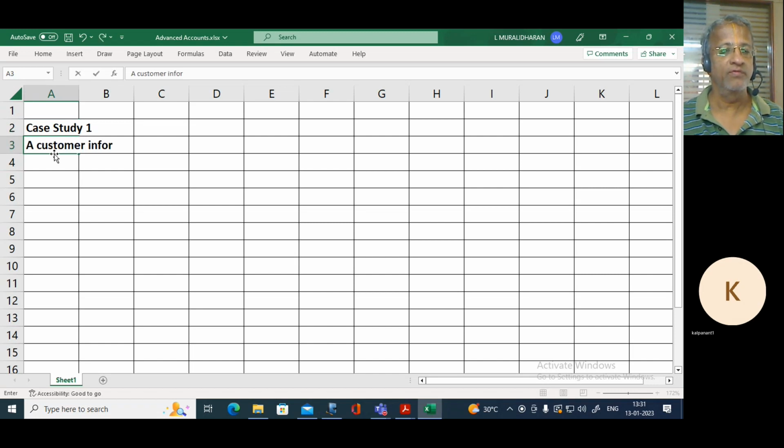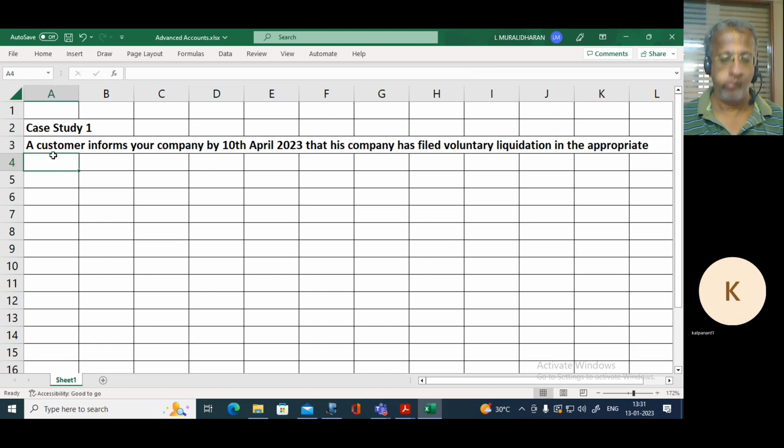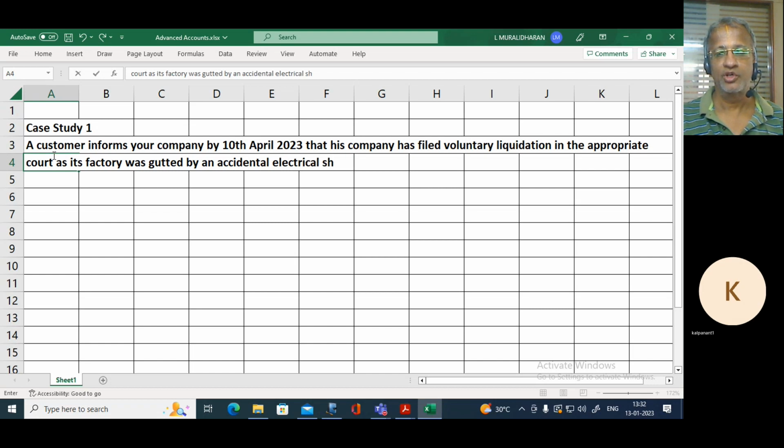A customer informs your company by 10th April 23 that his company has filed voluntary liquidation in the appropriate court as its factory was gutted by an accidental electrical short circuit, and all the assets in the factory were damaged, destroyed.